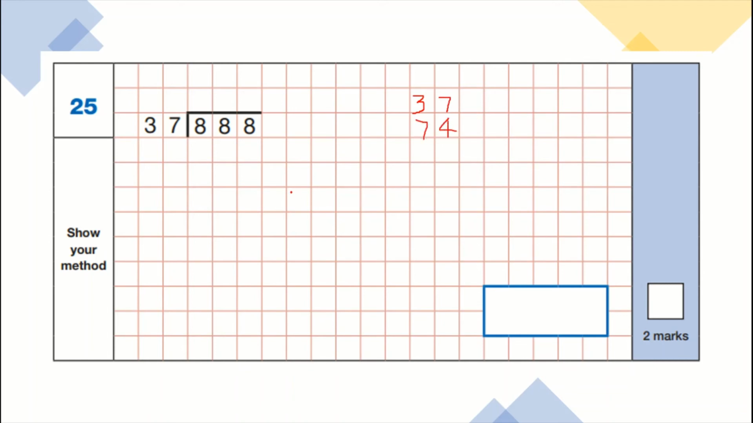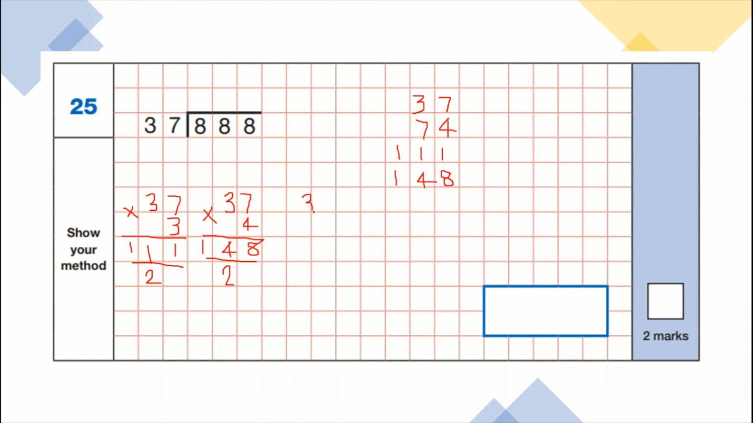37 times 3, now that's a bit more difficult, so I'm going to work that out as a column method. 37 times 3, 7 times 3, 21. 3 times 3 is 9, plus 2, 11. 111. 37 times 4, 7 times 4 is 28. 4 times 3 is 12, plus 2 is 14. 148. I like to work it out until I get the answer to 5.